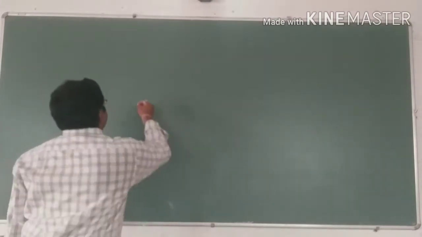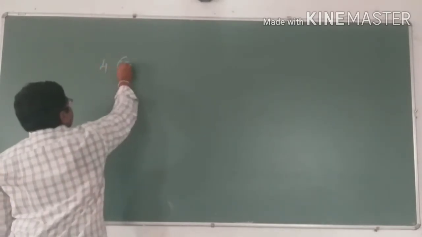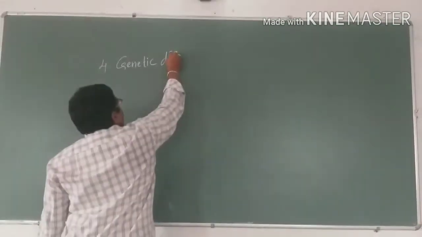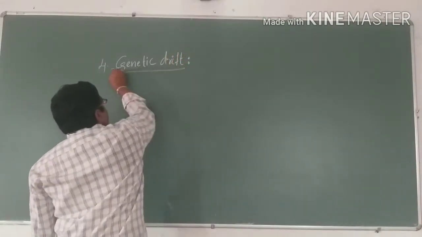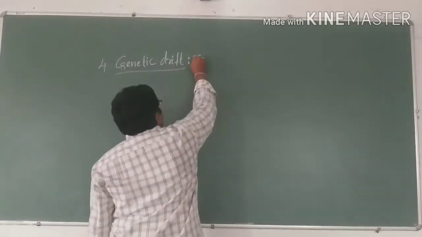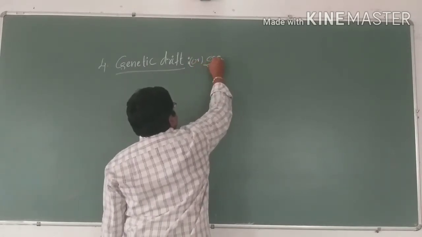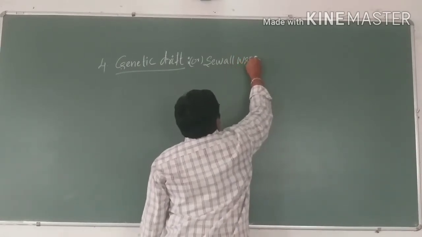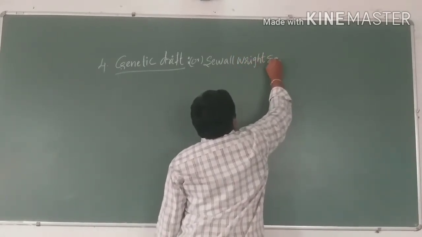So next, coming to the fourth one, that is genetic drift. The fourth one is genetic drift, or otherwise we can use the term the Sewell Wright effect.